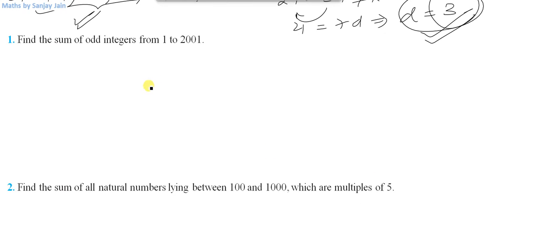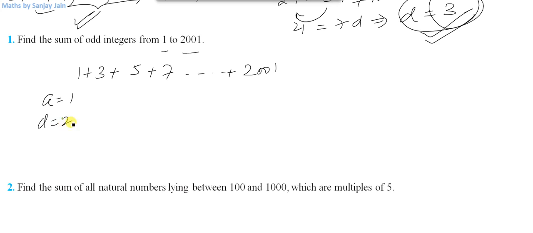Find the sum of odd integers from 1 to 2001. So you need to find the sum of odd integers, that is 1 plus 3 plus 5 plus 7 and so on till 2001, right? If you notice, the first term is 1 and the common difference is 2. And you need to find the sum of this series, right?